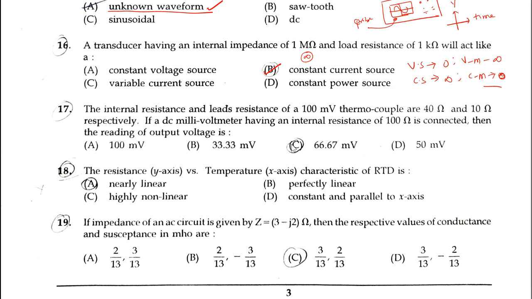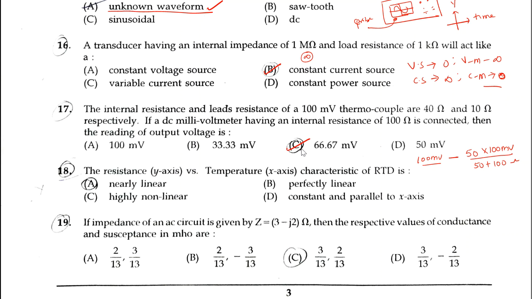Next one. The internal resistance and lead resistance of a 100 millivolt thermocouple are 40 ohm and 10 ohm respectively. If a DC millivolt meter having an internal resistance of 100 ohms is connected, then the reading of the output voltage will be. So here, the thermocouple voltage is 100 millivolts, and we are going to account for the voltage drop. The 40 ohms and 10 ohms belong to the thermocouple, so the total is 50 ohms. So 100 millivolts times 100 divided by 50 plus 100 ohms. So the answer will be 66.67 millivolts here.